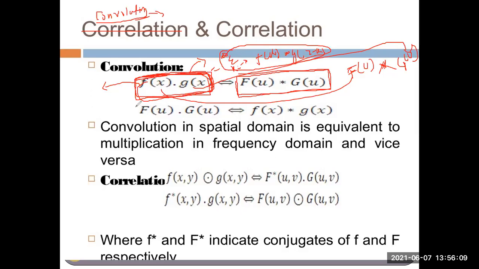What the reverse will say: if you find the convolution in the frequency domain, that F(u) convolved with G(u) will be equal to the multiplication of these two signals in the spatial domain. That means f(x) into g(x). Now this is your convolution property. So this property is very important.